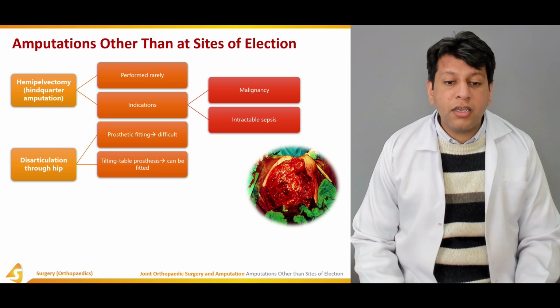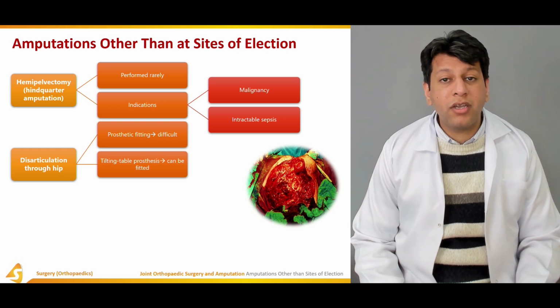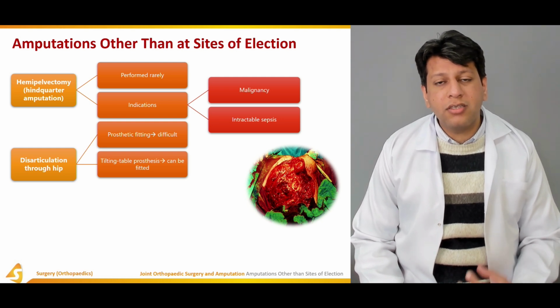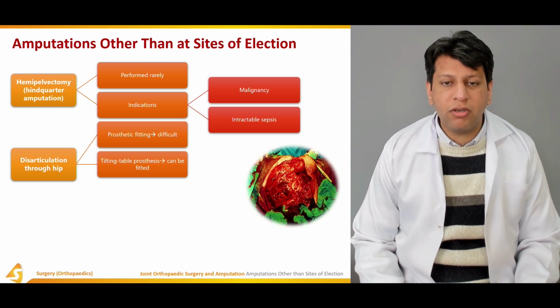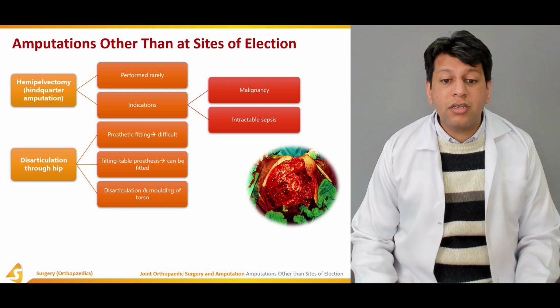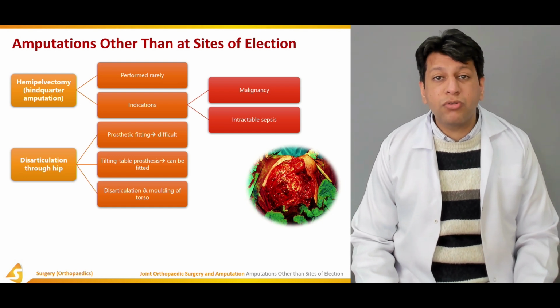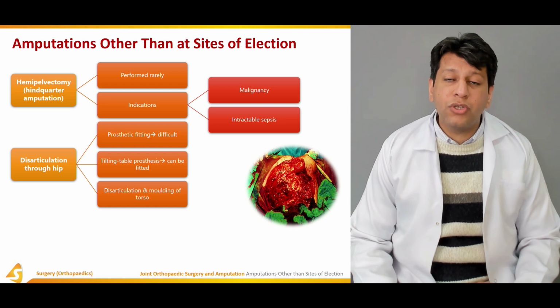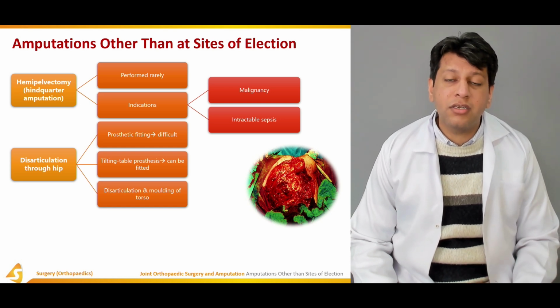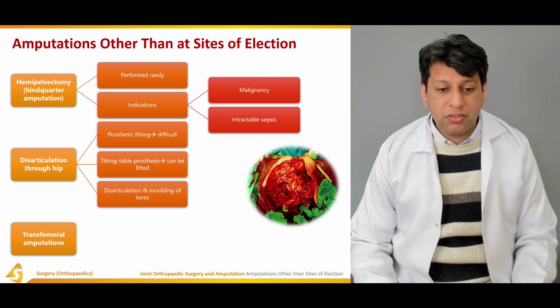Then, by tilting the table, a prosthesis can be fitted, but again it has its own pros and cons, and sometimes it can be very cumbersome for the child to put it on. Then disarticulation and molding of the torso is also a problem with disarticulation through the hip joint. Therefore, this is usually a highly rare surgery and rarely performed in patients.